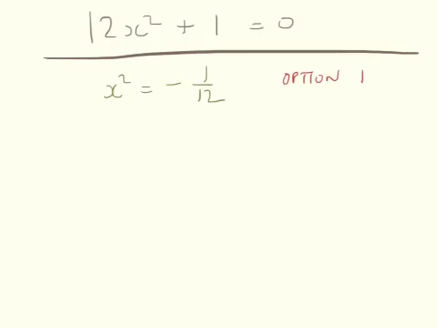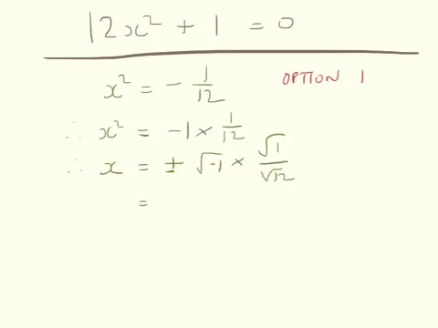The first way of taking the square root of both sides is to think of it as minus 1 times 1 over 12. Then if you take the square root, we're going to get plus or minus the square root of minus 1 times the square root of 1 over the square root of 12. That equals plus or minus i times 1 over 2 root 3.